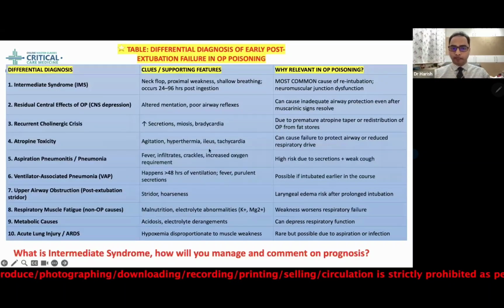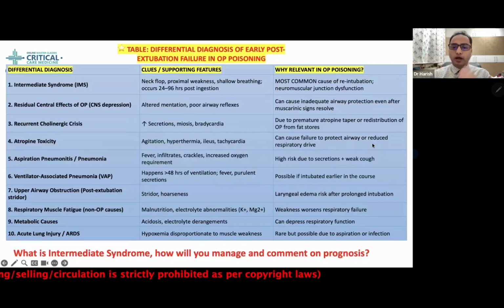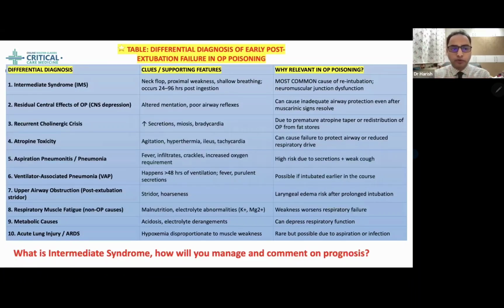Atropine toxicity: agitation, hyperthermia, ileus, and tachycardia can cause failure to protect the airway or reduced respiratory drive. Other indications for re-intubation, and differential diagnoses when we have extubation failure, are aspiration pneumonitis, pneumonia or ventilator-associated pneumonia, upper airway obstruction that is post-extubation stridor, and respiratory muscle fatigue.